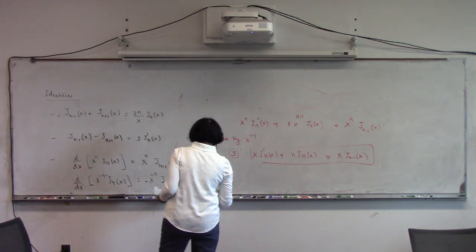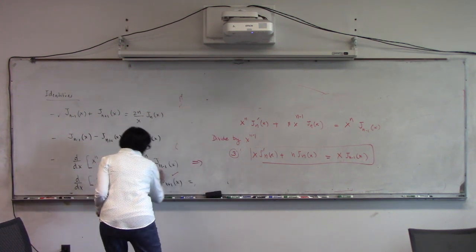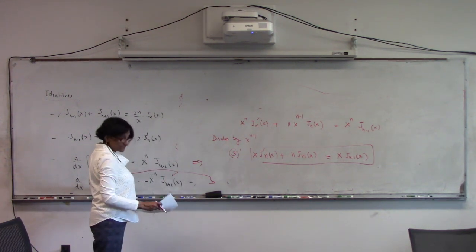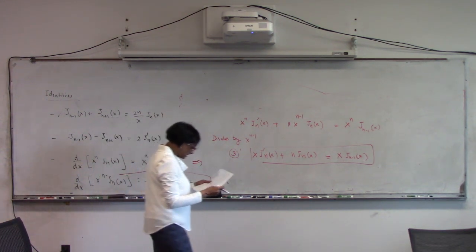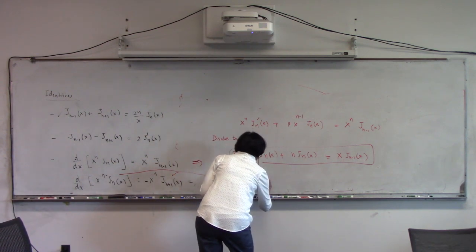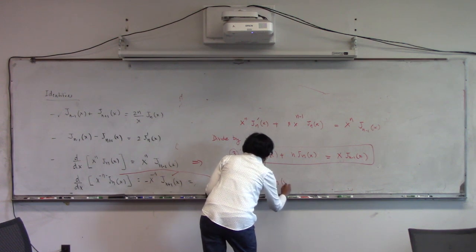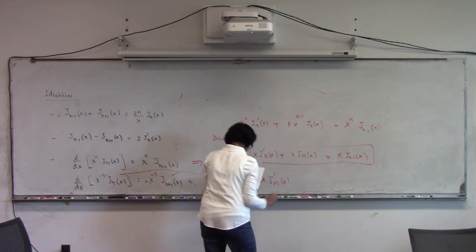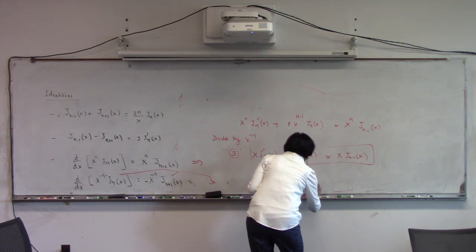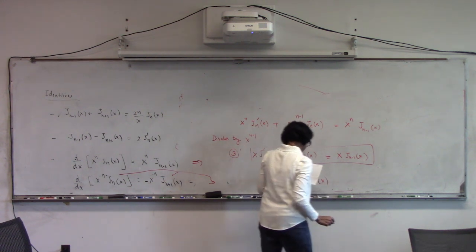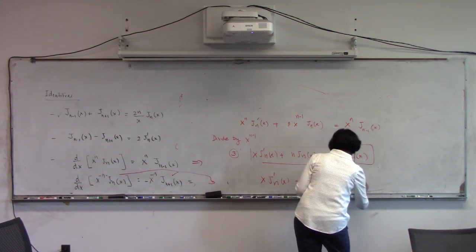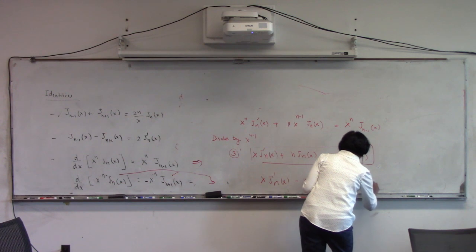And similarly, you can take the derivative of the left-hand side here and divide again by x minus 1. You can generate one more identity, which would be x to the power negative n, j prime n x, minus n j sub n x, is nothing but minus x j of n plus 1 of x.